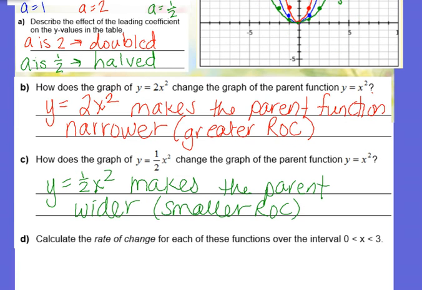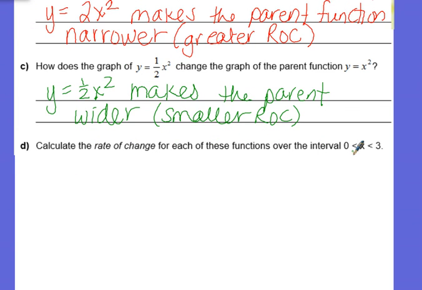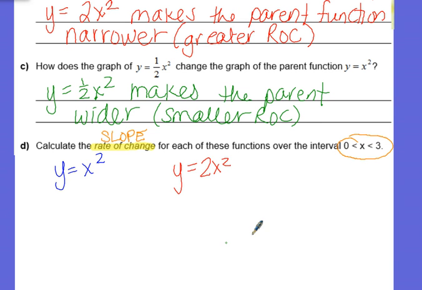Letter D says to calculate the rate of change for each of these functions over the interval where x goes from 0 to 3. Do you remember what the word rate of change really stands for? If you're thinking of the word slope, you are correct. So this really stood for slope to help us out. And they want us to do it over the domain where x is 0 to where x is 3. So I'm going to make a table here for y equals x squared, a little section. Y equals 2x squared. And over here, y equals 1/2 x squared.